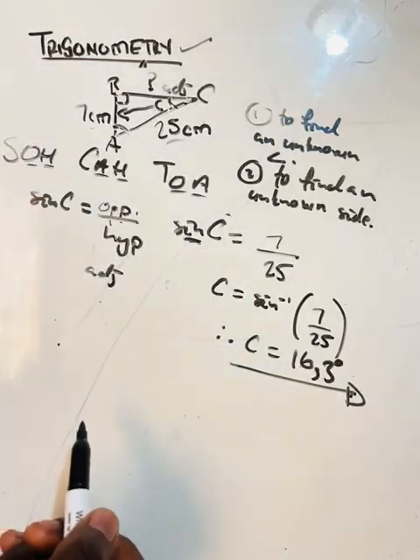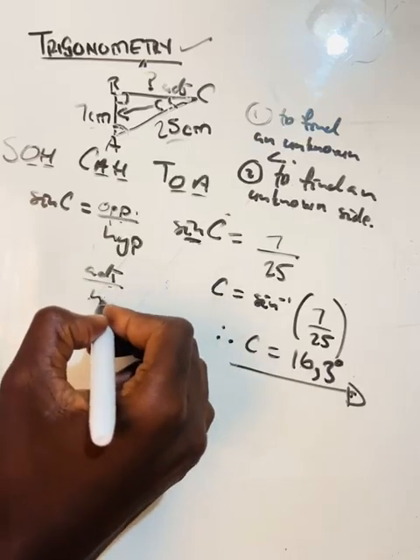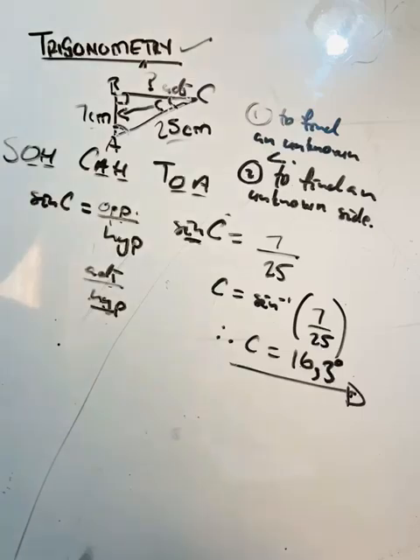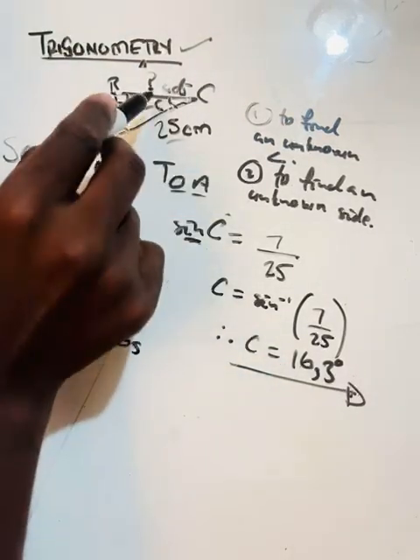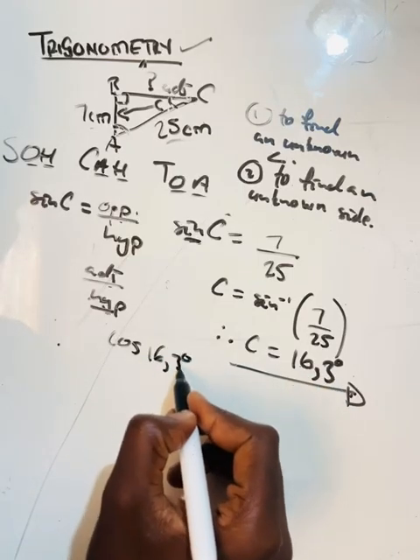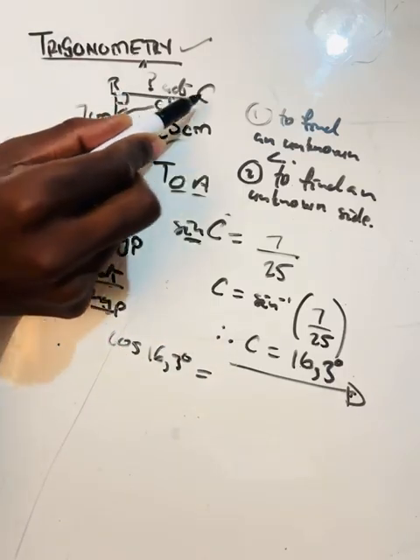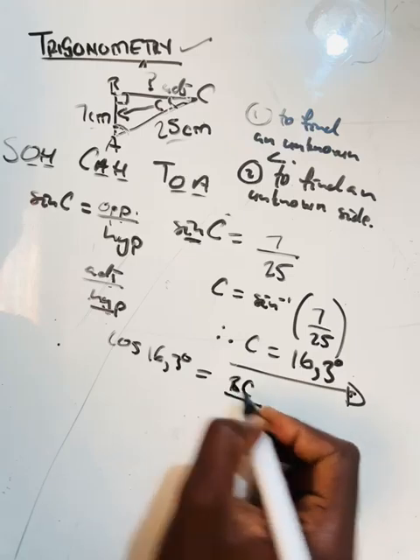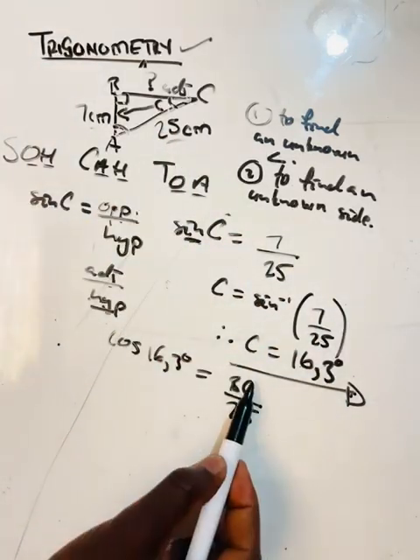So I'm going to use what? I'm going to use adjacent over hypotenuse. My hypotenuse is 25. So now I say cos of angle C, which is 16,3. So I say cos 16,3 degrees is equal to the adjacent, which I do not know and has been labeled BC. So I write BC in the numerator, all over the hypotenuse of 25, like this. And what we are looking for is this side, BC.